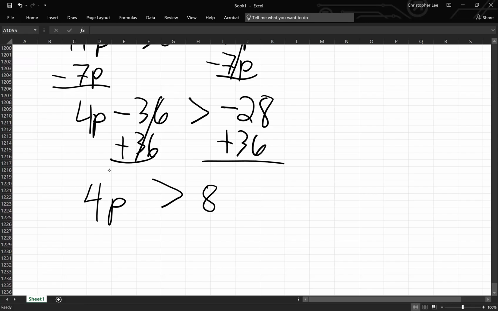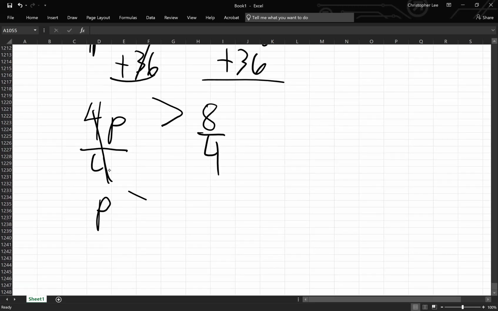Yeah. Now, I want to get rid of the number that's in front of the P, because remember, I want the P by itself. Good. I'm going to divide by 4. But what I do to one side, I have to do to the other, right? So now what do I have? I have P is greater than 2. Right? And we're right back to where we started. I'm sorry? The inequality? No, because it's a positive number. Positive 4. If it's negative, you flip it, right? Yeah, that's the key. If I divide by negative or multiply by negative, I flip it.